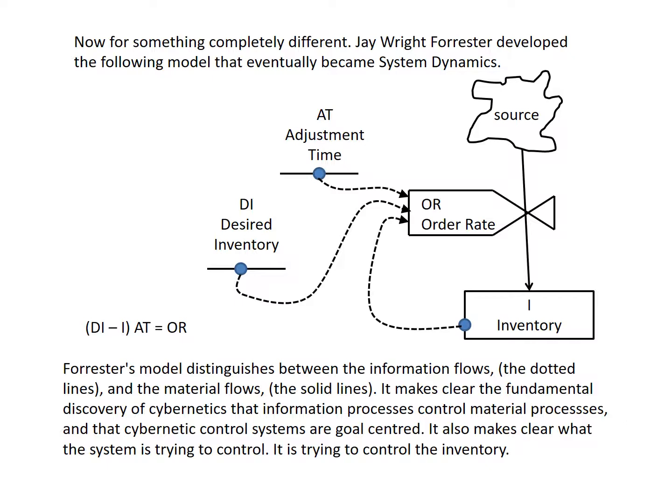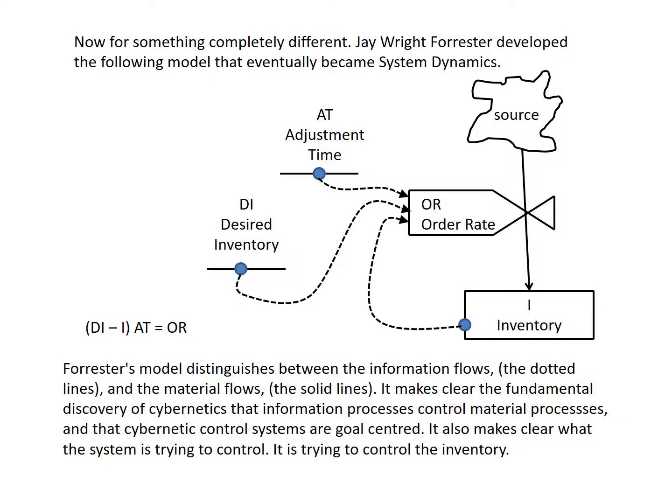Then, if you look over slightly to the left, you see the desired inventory, the goal of the system. And that is fed into the valve system. And finally, you have information about the adjustment time. And that is fed into the valve, and those three things produce an order rate, which controls the amount of material from the source going to the inventory.